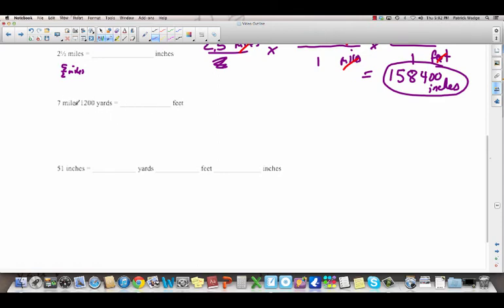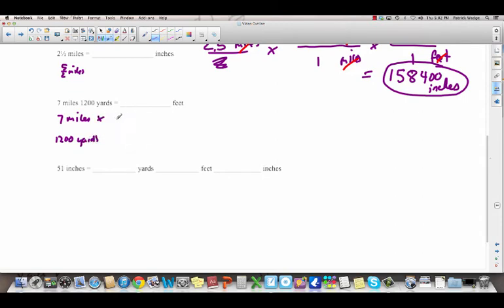Okay, 7 miles, 1,200 yards, and we want to switch it to feet. Oh, we got two things here. It's 7 miles, and it's not quite 8 miles because there's only 1,200 yards, and we want to switch this to feet. You know what to do? Well, you better switch the 7 miles into feet, and you better also switch the 1,200 yards into feet. You got to switch both of these things into feet and then add them together.